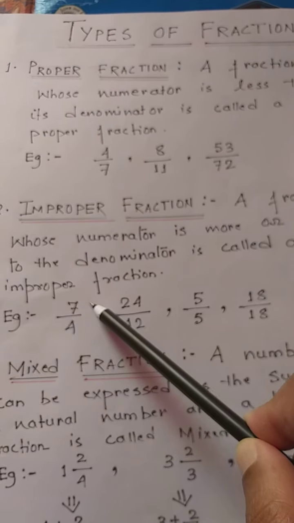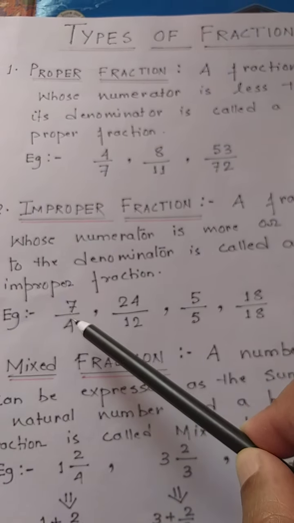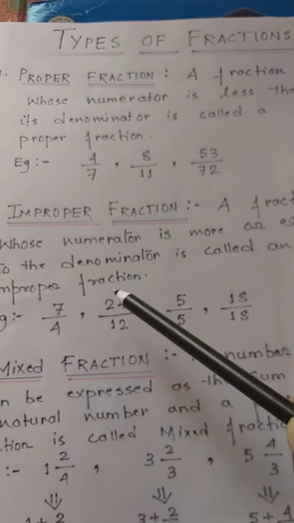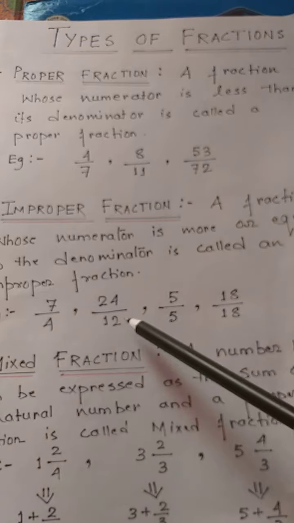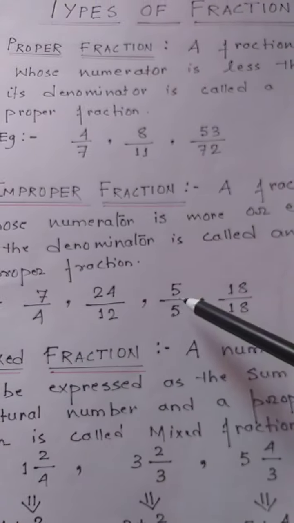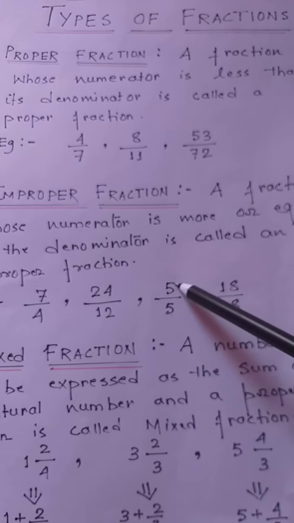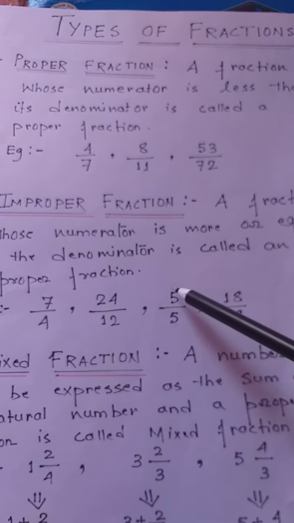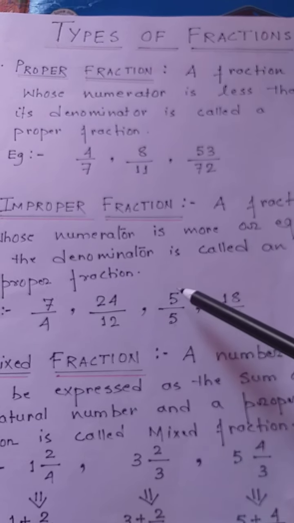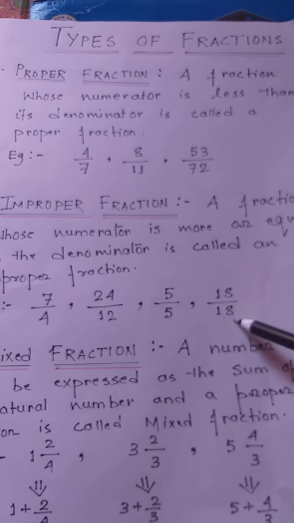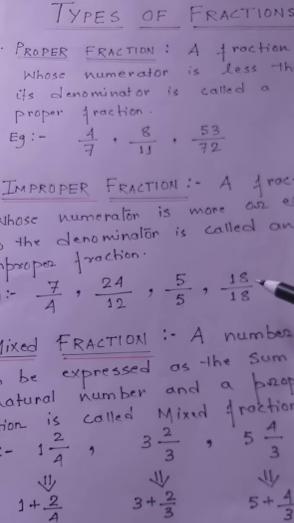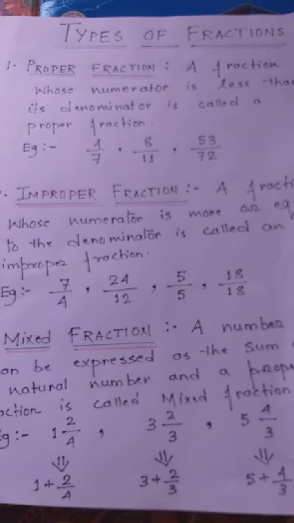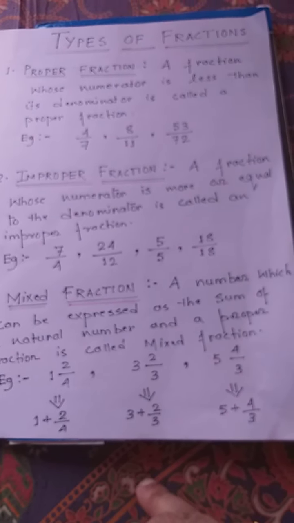See, 7 is greater than 4, that is the numerator is greater than the denominator. 24 upon 12, that is 24 by 12, the numerator is greater than the denominator. 5 by 5, see, both the numerator and the denominator are the same, isn't it? So this is also an example of an improper fraction. 18 by 18, so this is another example of an improper fraction in which both the numerator and the denominator are similar.